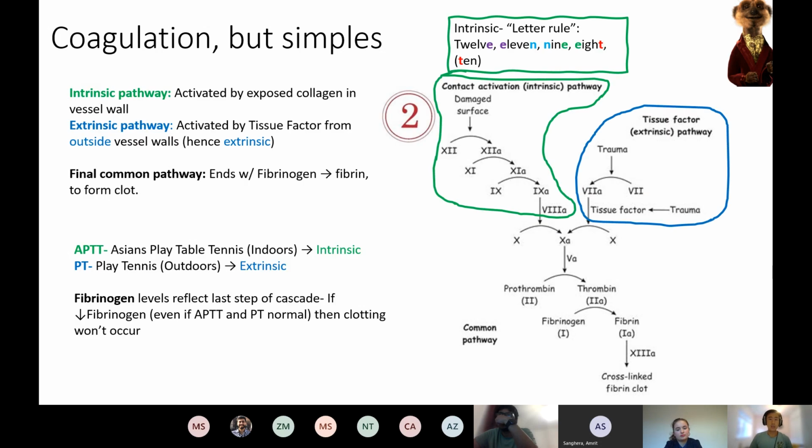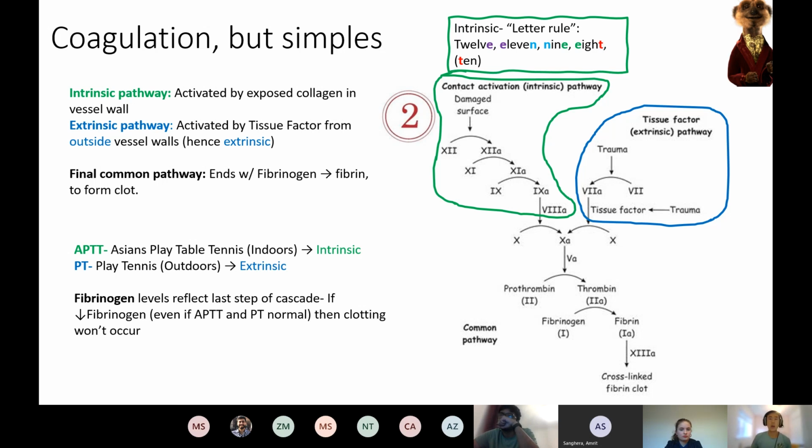Okay, moving on to number two. Think of the coagulation cascade, as I'm sure you know, in two separate pathways. You've got the intrinsic pathway in green and the extrinsic pathway in blue. The intrinsic pathway is activated by something intrinsic within the blood vessels. It's the exposed collagen in the vessel wall. Whereas the extrinsic pathway is activated by this tissue factor, which comes from outside the vessel walls, and that's why it's called extrinsic.